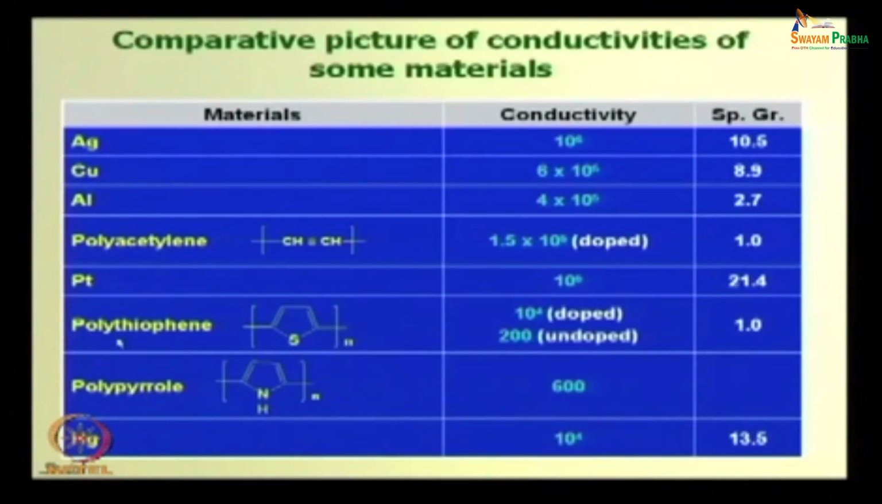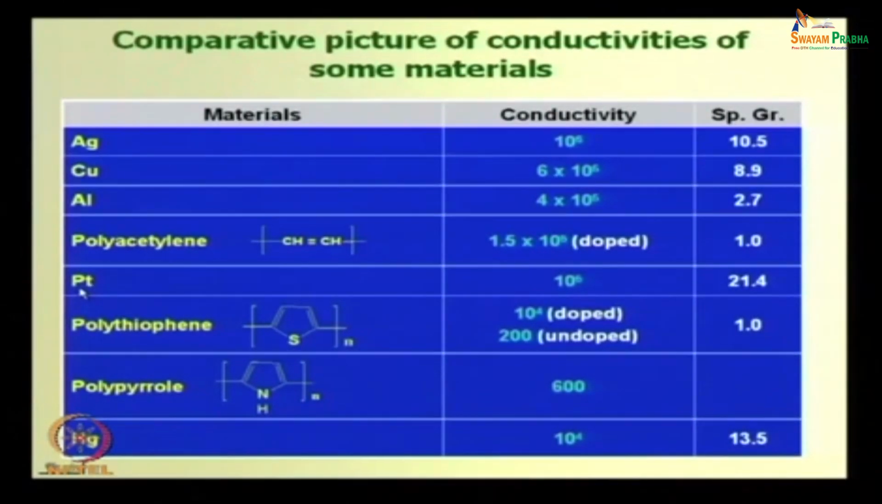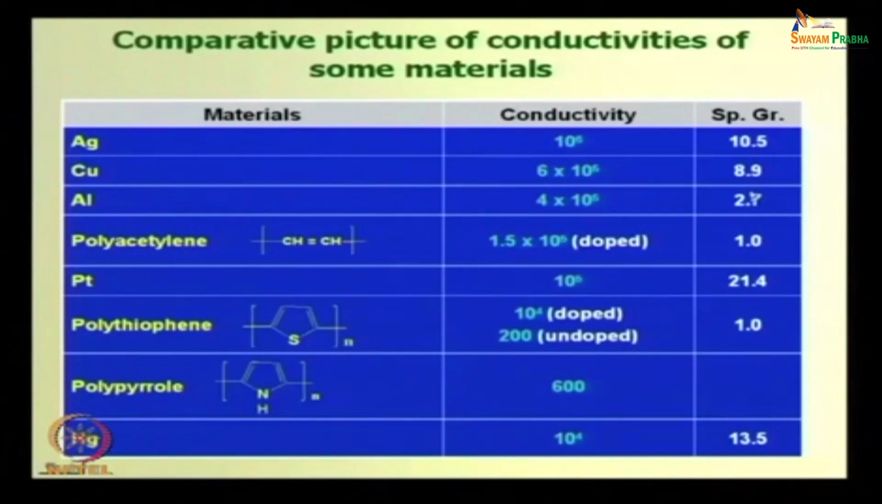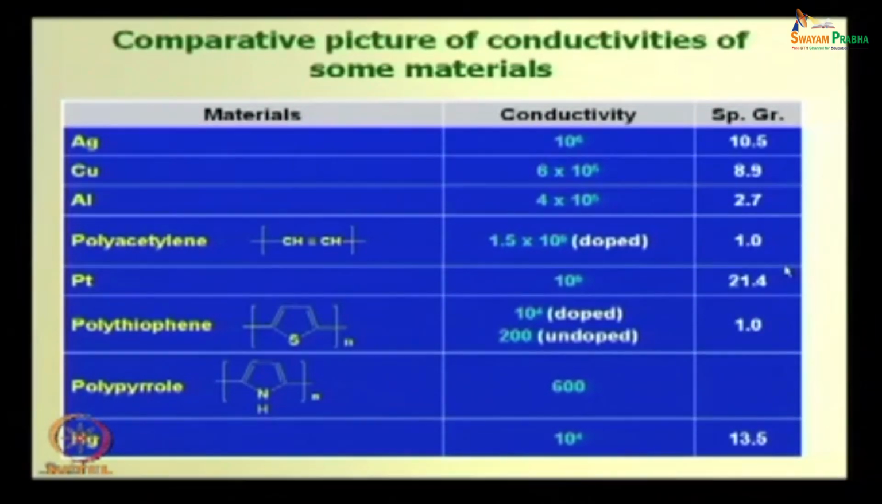So, in between this your polyacetylene and polythiophene, the place of platinum is in between these two, 10 to the power 4 doped, 200 undoped conductivity, and look at the specific gravity. The specific gravity has come down. So, the device become lighter, cheaper, stable and highly conducting and easy to make it.